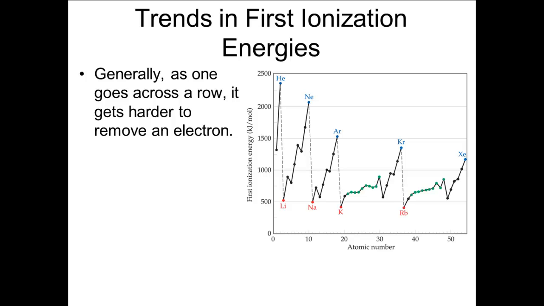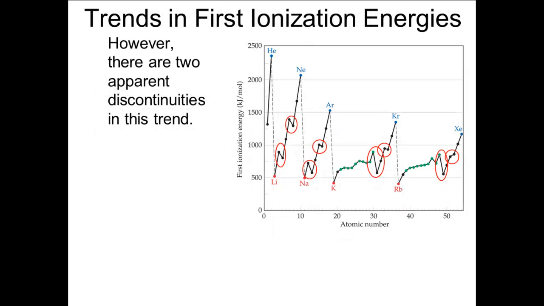The trend going across a row is more difficult, but generally ionization energy increases as we go across a period. This is because the effective nuclear charge increases as we go from left to right across a row. There are two apparent exceptions to this general pattern, however.